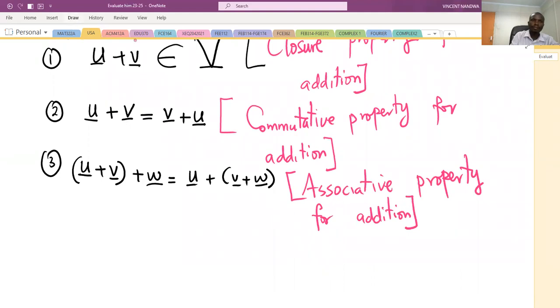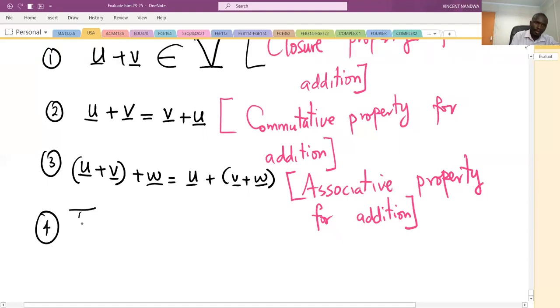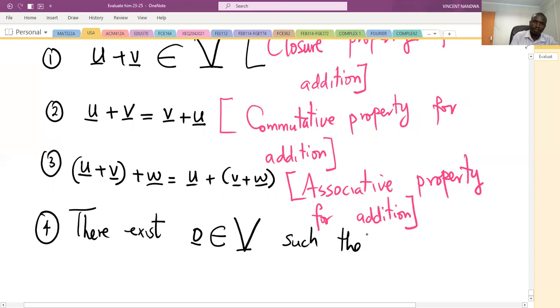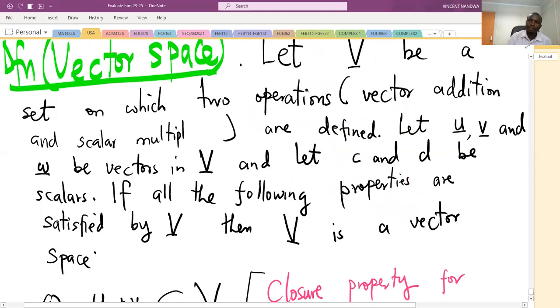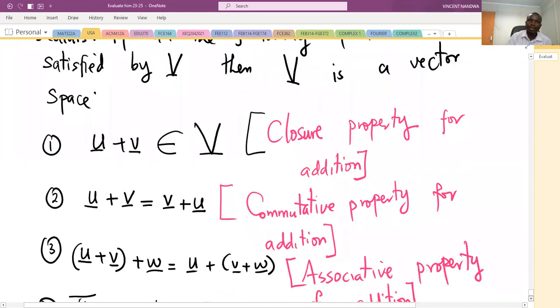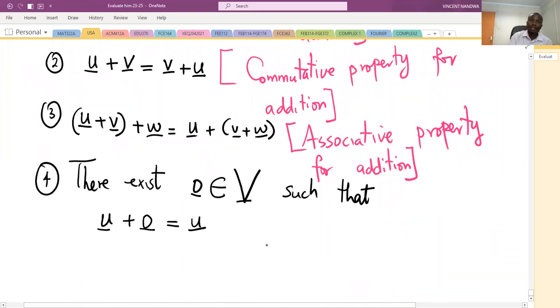Number 4, there exists an element 0 vector which is in this set V such that if I take U, I add to this 0 vector, I get U. Where I remember U is a vector in this capital V. So this is called additive identity property.